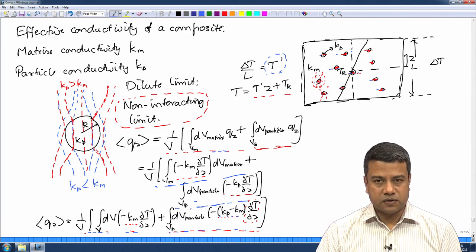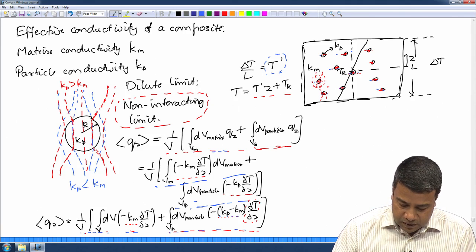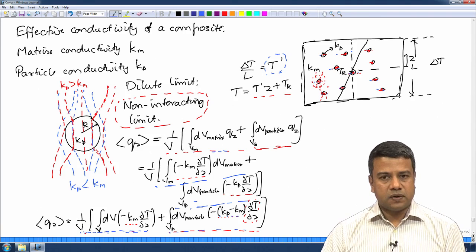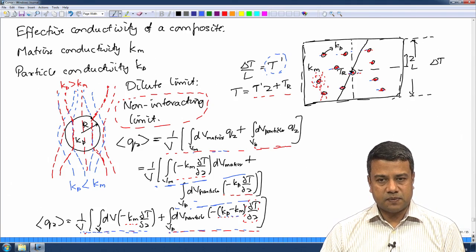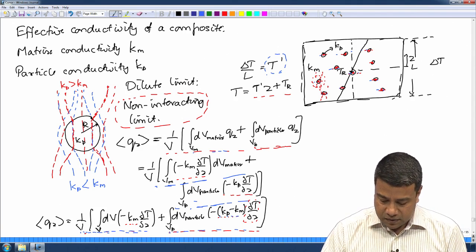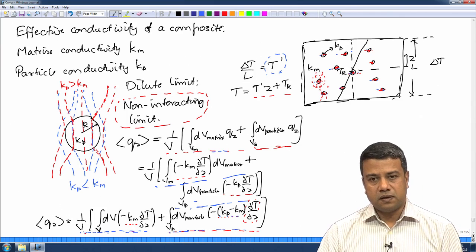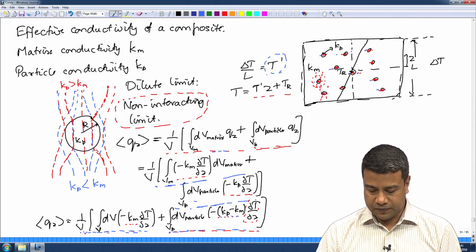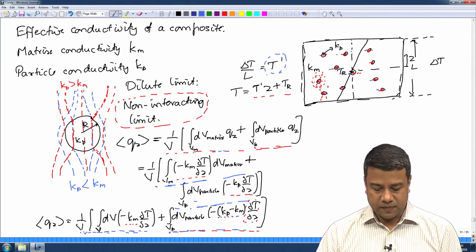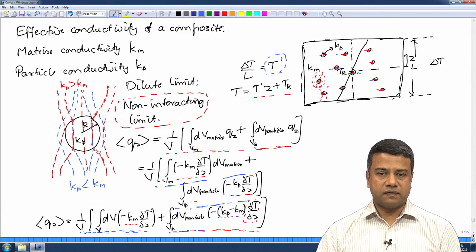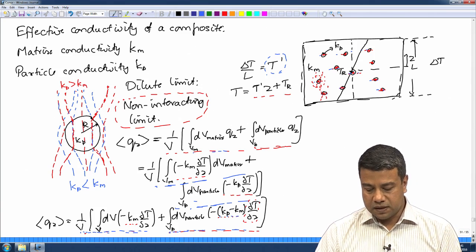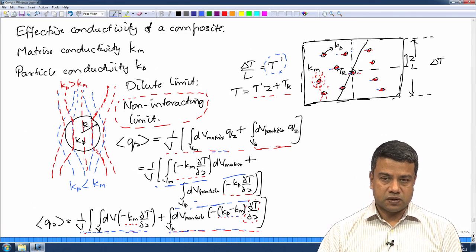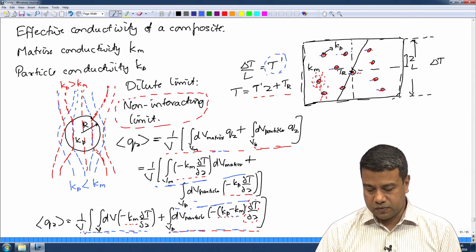as two contributions: one over the entire volume of the matrix conductivity times the temperature gradient, the other over the particles alone of the difference in conductivity between particles and matrix times the temperature gradient. This makes sense because the matrix part is what would have been there if there were no particles present, and the particle part is the additional contribution, either positive if the particles are more conductive or negative if the particles are less conducting in comparison to the matrix.